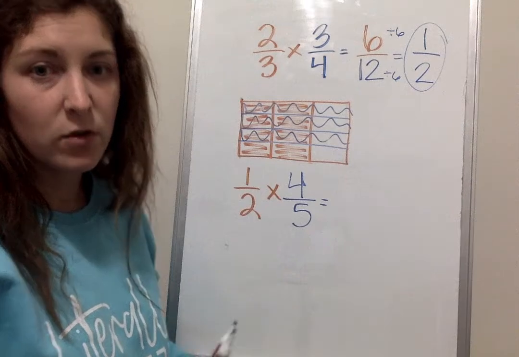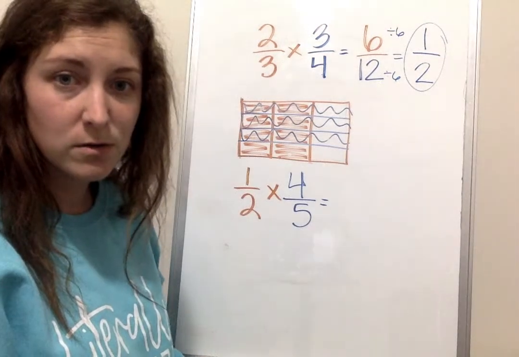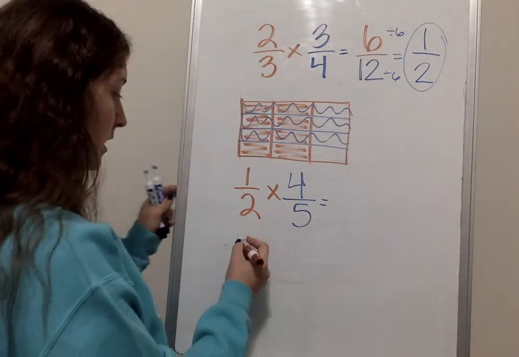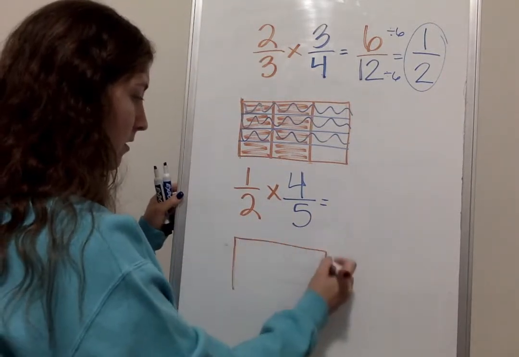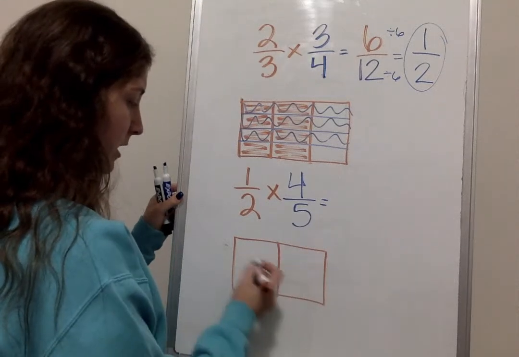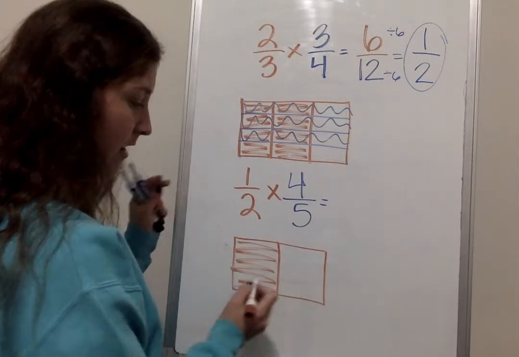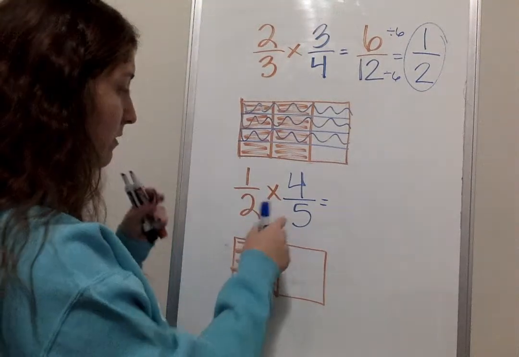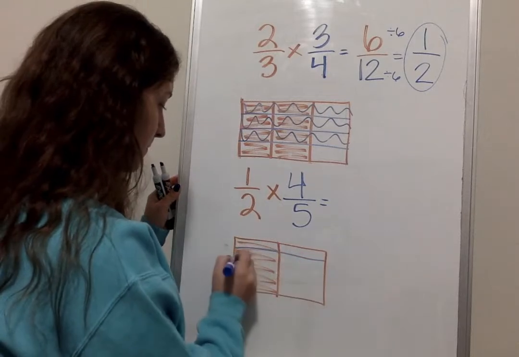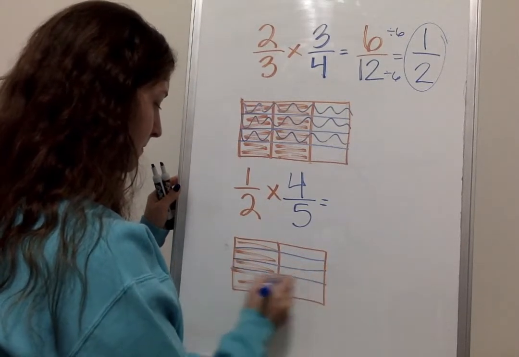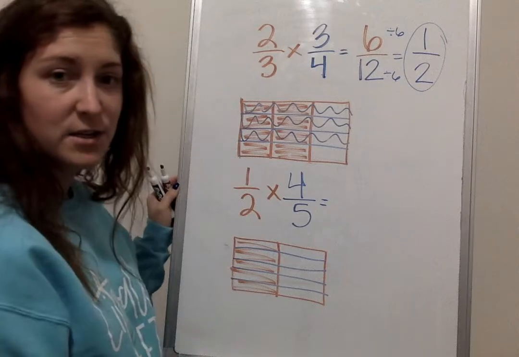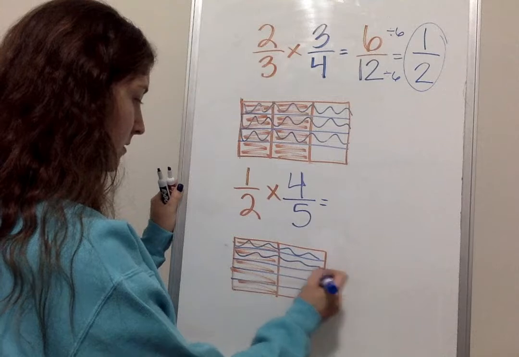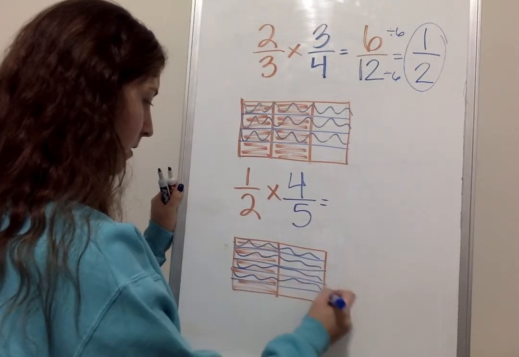But remember, in 5th grade, you still have to be able to identify the models and show that you know how to model. So, with this one, I'm going to start again by creating my one model, split it in half, shade in half of it. Horizontally, I'm going to split it into fifths. And I need to shade in 4 of those 5 pieces. So 1, 2, 3, 4.